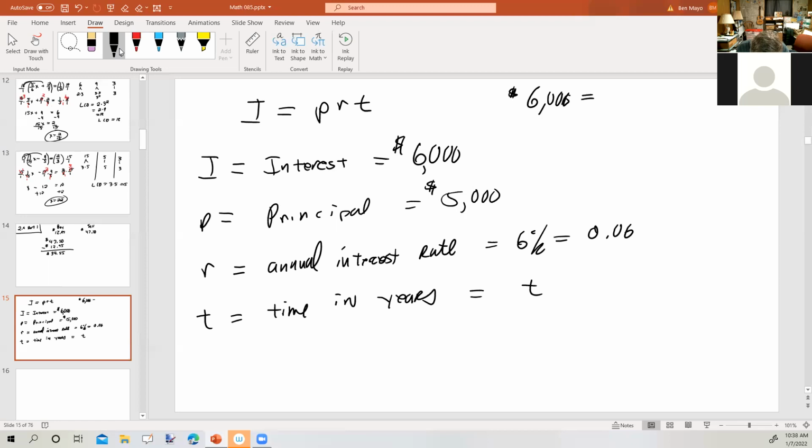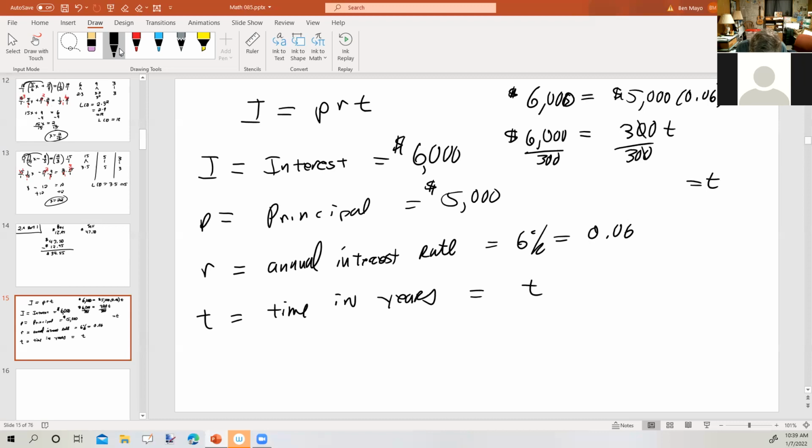$6,000 equals $5,000 times 0.06 times T. So the first thing I would do next is I would take the 5,000 times the 0.06. So 5,000 times 0.06, which gives us 300, that times T. Then we'll divide both sides by 300.